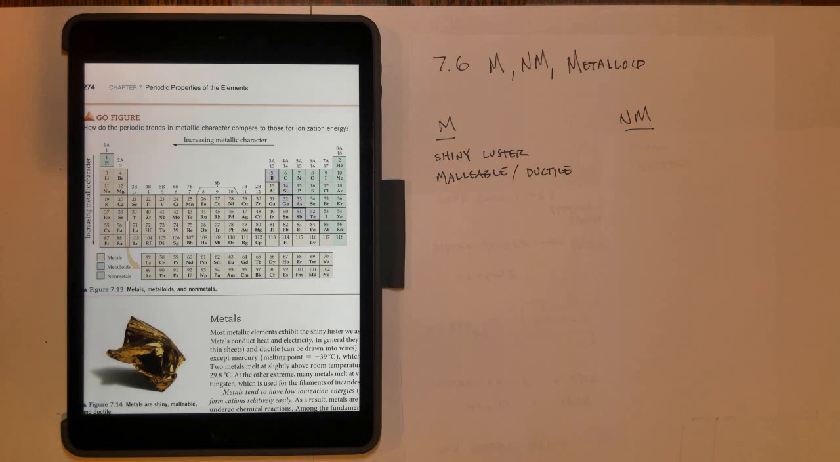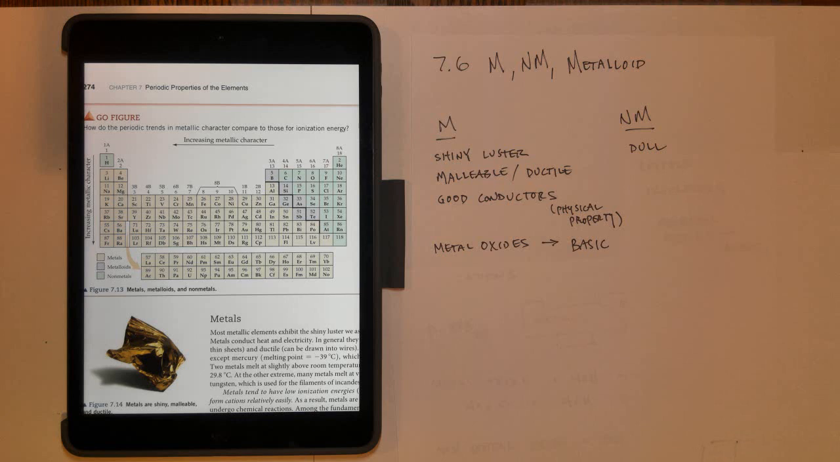Generally, metals are shiny. They have a shiny luster to them. They're malleable, meaning that you can hammer them into different shapes, and ductile, meaning you can draw them into wires. They're good conductors of electricity, which is a physical property. And their metal oxides are basic when put in solution.